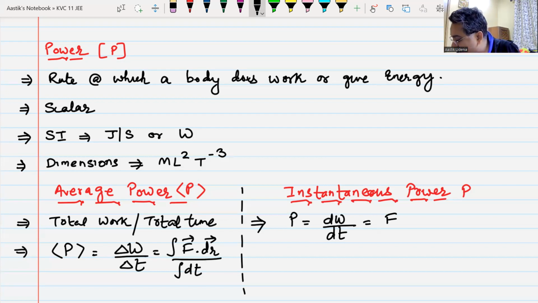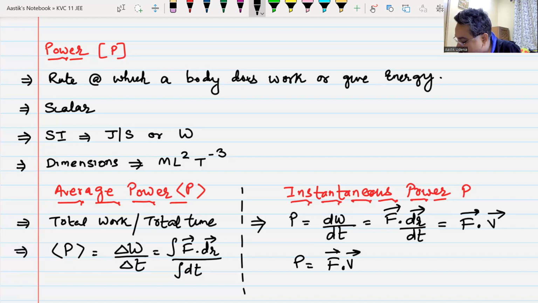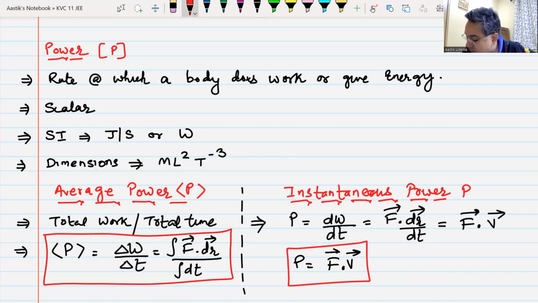So I can write it as F dot dr divided by dt, and dr divided by dt is velocity. So I get F dot v, this is the instantaneous power. That is what I am talking about. So these are the two formulae that you must remember. One is for average power and the other one is for instantaneous power. Do we understand these two formulae? The average power formula and the instantaneous power formula. Can I hope that you will be able to remember this?